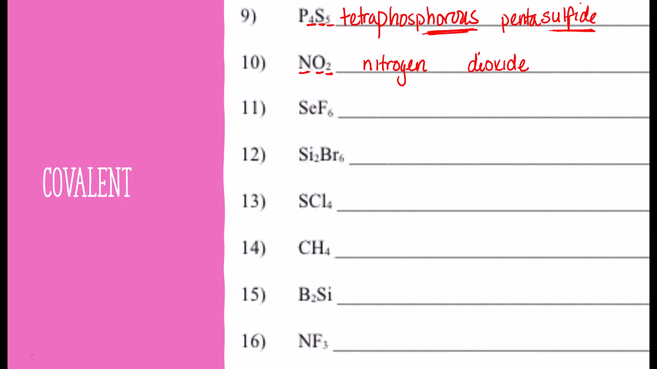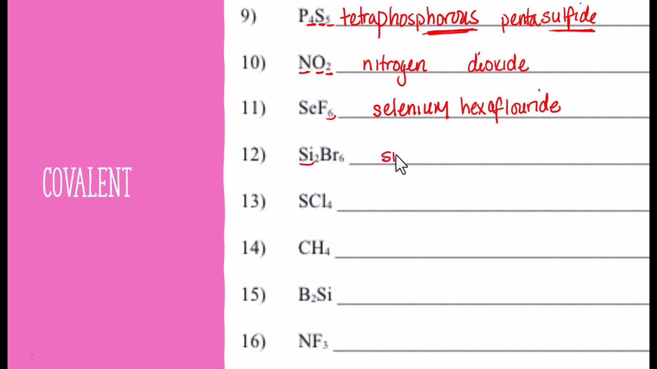SeF6, Se is selenium. So we write the name as is. There is only 1 selenium because the subscript is 1. Again, for 1, for the first nonmetal, we do not use a prefix. The second nonmetal is fluorine, becomes fluoride because we drop the ending and add IDE. There's 6 of them. 6 is hexa. So selenium hexafluoride.